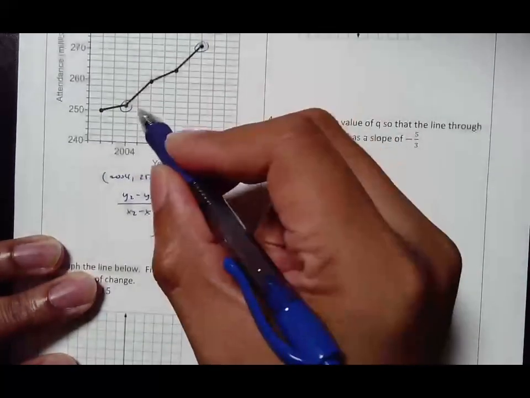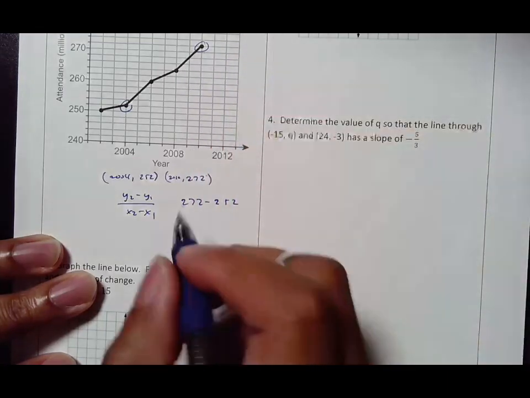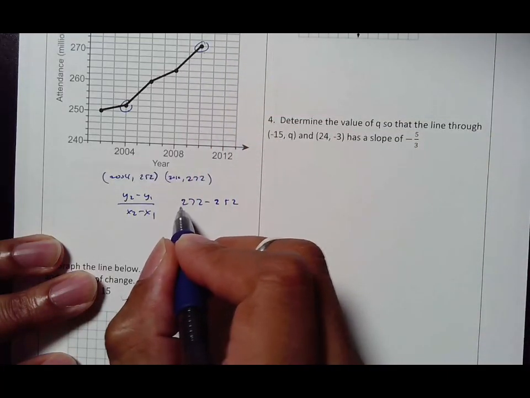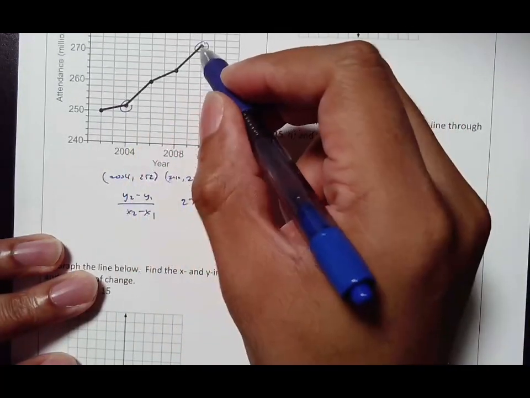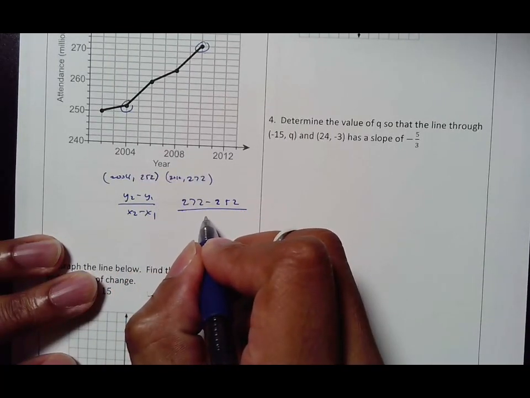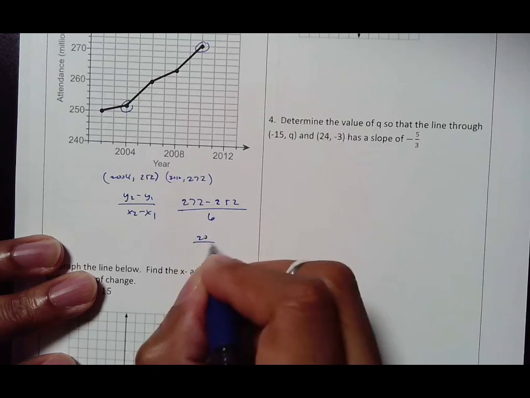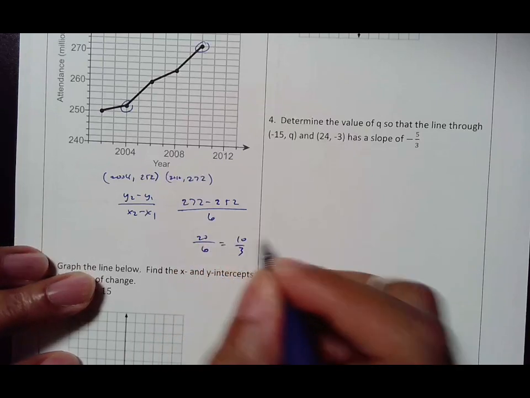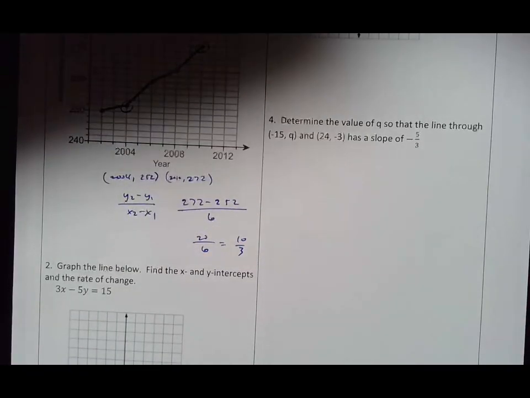252. Is that 252? It is somehow. I think I messed up. I don't know. 252, 272. Okay, I guess it is. All over, what, 8? No, 6. So you end up with 20 over 6, which is actually 10 over 3. Sorry, I was thinking about a different question and got caught up for a moment.